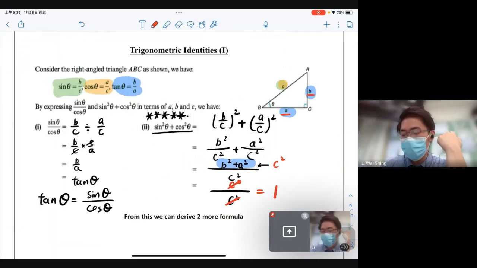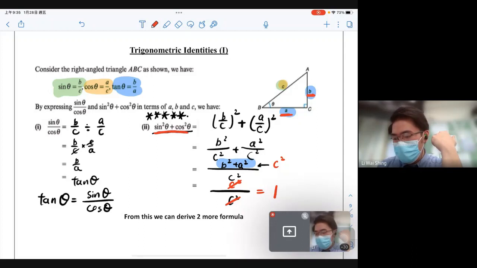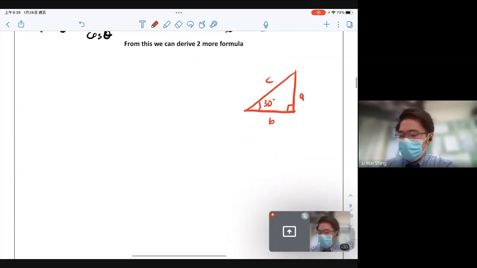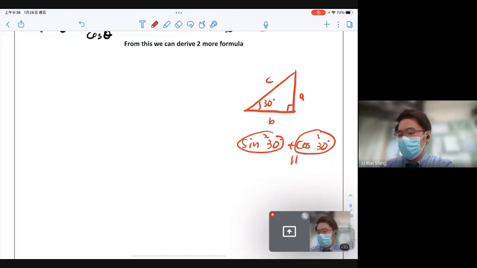It is equal to 1. No matter what value you have here, sine square plus cosine square always equals 1. No matter which triangle you have. For example, it is 30 degrees. Then you will have sine square 30 degrees plus cosine square 30 degrees. Sine square 30 degrees is ugly, cosine square 30 degrees is ugly, but when you add them up, it always equals 1.